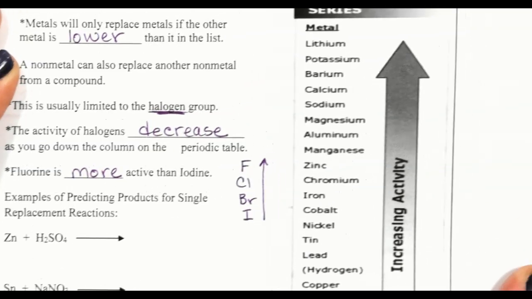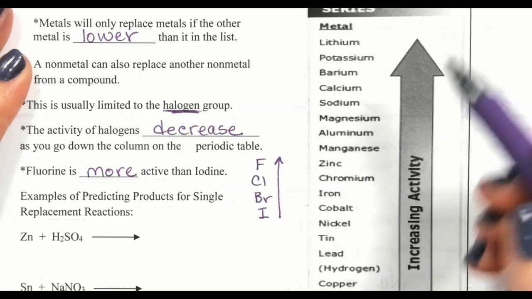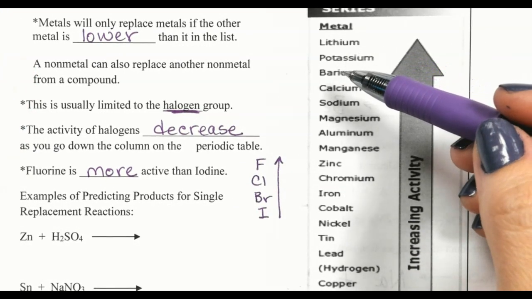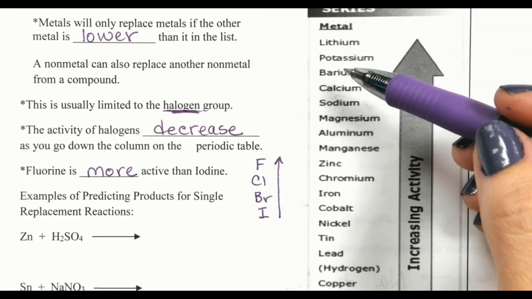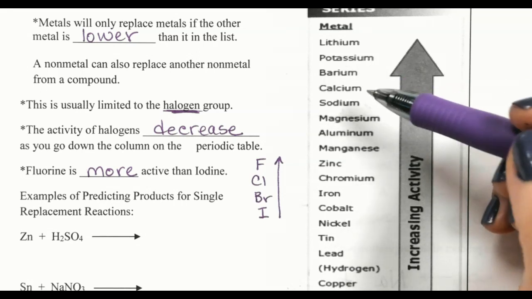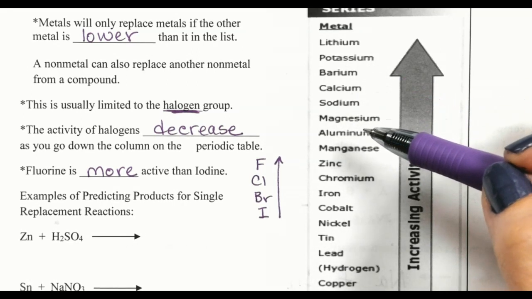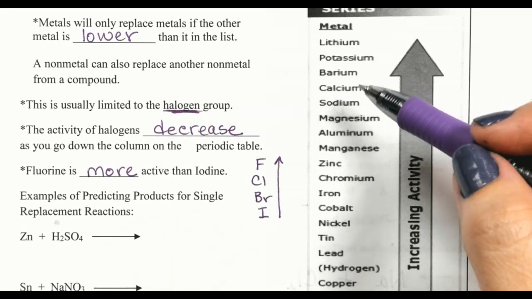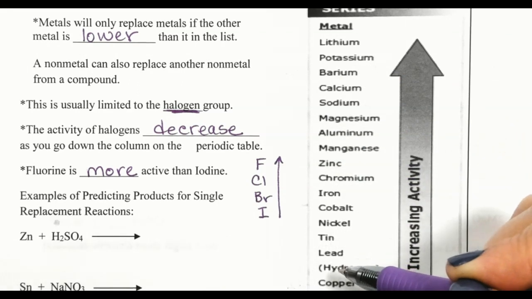Okay, so let's understand what this activity series means a little bit more. The more active metals is kind of like the boyfriend that is really active. They get you presents, they clean the house, they take you out to dinner, they plan things to do together, and they're just very active. And then the lower you get on the list, they are less active.